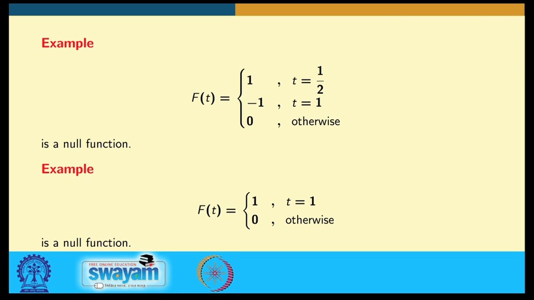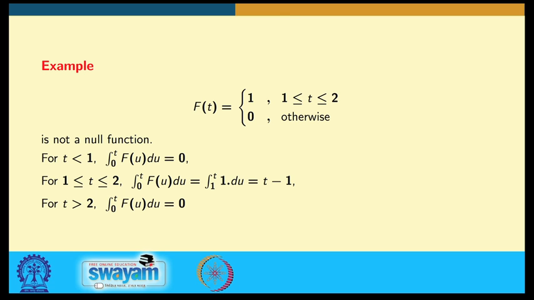Another example, as I gave you, f(t) equals 1 at t equals 1 and 0 otherwise is a null function. This function is not a null function when t lies between 1 and 2, because for t less than 1, as I showed you earlier, for 1 to 2 the value is t minus 1 and for the other case it is equal to 0. So, therefore, the function is not a null function.